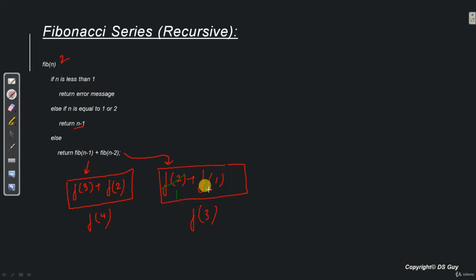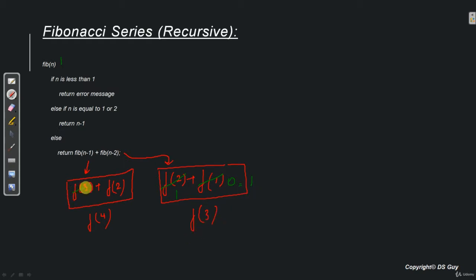Now it tries to solve f of 1. So if we place 1 over here, is it less than 1? No. If n is equal to 1, right. So return n minus 1. That is 1 minus 1. That is 0. So we put 0 over here. So now 1 plus 0 is equal to 1. So we have obtained the value of f of 3, which is 1.